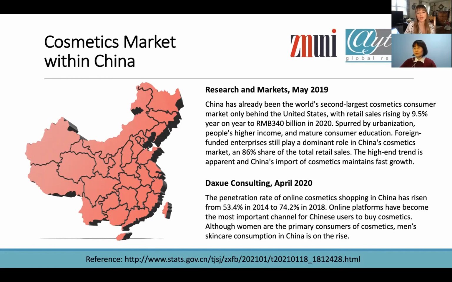China. But it is a huge market. So it's something that, as a brand owner or a company, you should really be aiming for, because the ability to sell there is so good. It's actually the world's second largest cosmetic consumer, just behind the US.